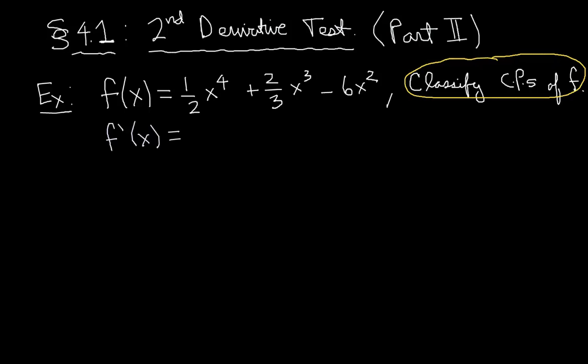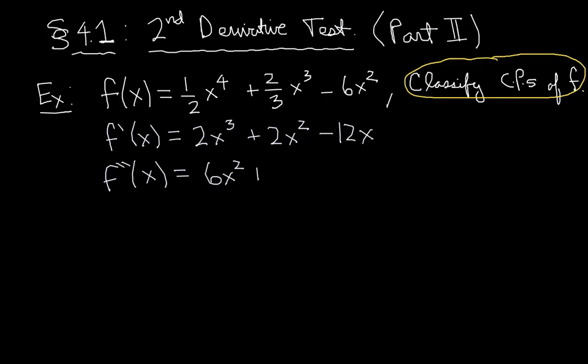So f prime of x, what's that going to be? Well, we're going to get 2x cubed, then we're going to get 2x squared, and then negative 12x. What's the second derivative? The second derivative is going to be 6x squared plus 4x minus 12.